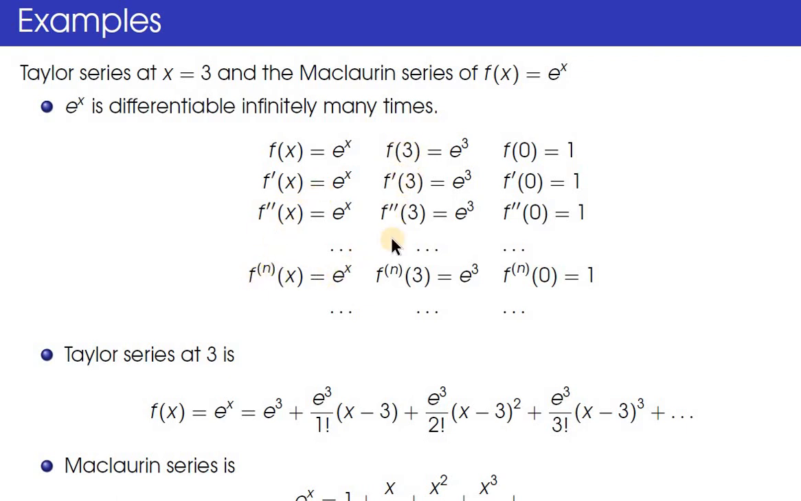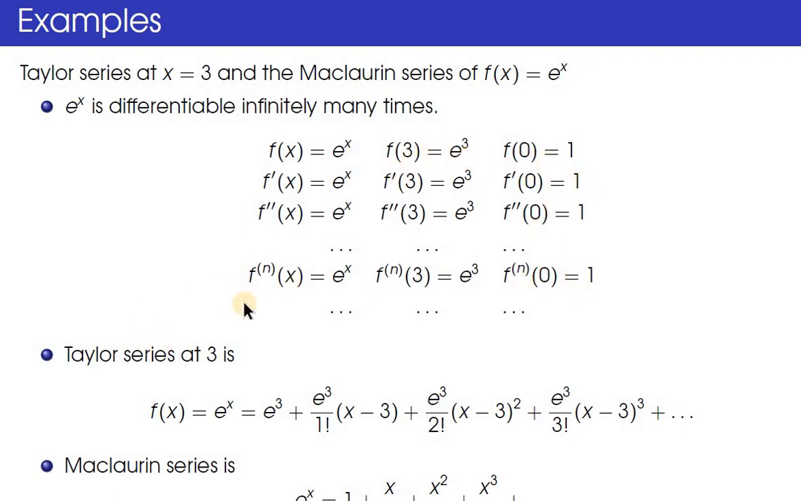And you need to know the values of the function at 0 for the Maclaurin series, that is f of 0, f dash 0, etc. And the values at 3, because we are going to evaluate the Taylor series at x equal to 3. So f of 3, f dash 3, f double dash 3, etc. Here all the derivatives are the same, e raised to x, and the values at 3 are all e raised to 3, and at 0 these are e raised to 0, which is 1.